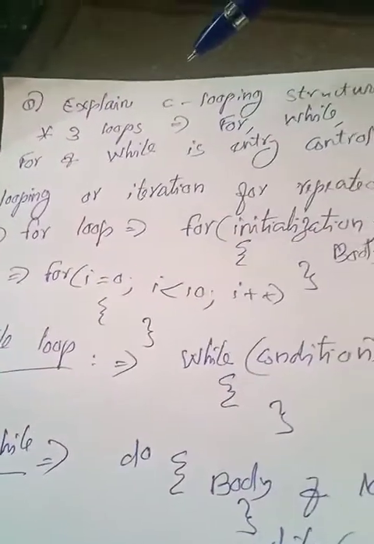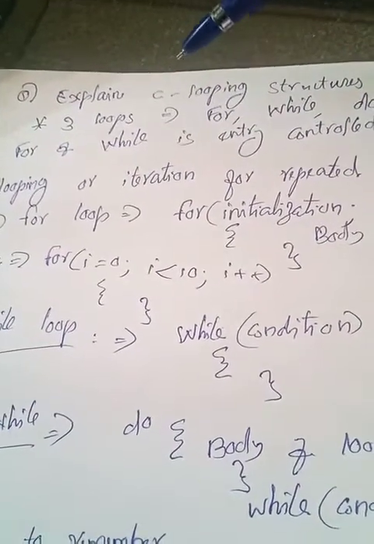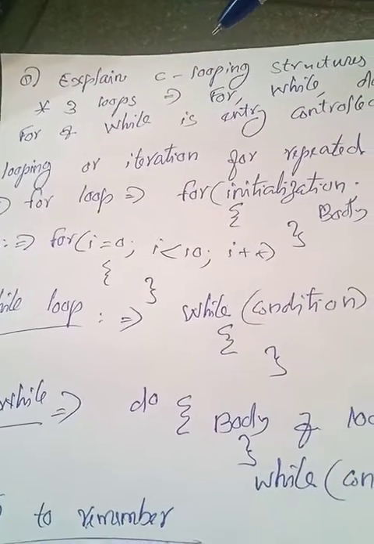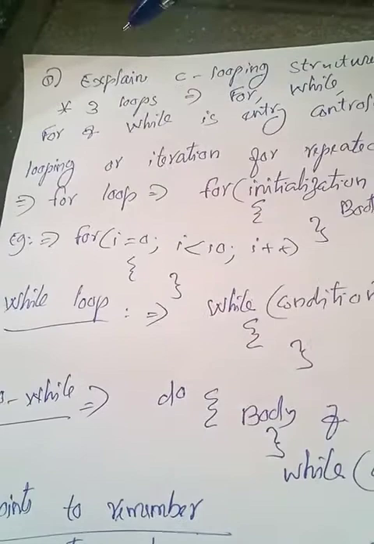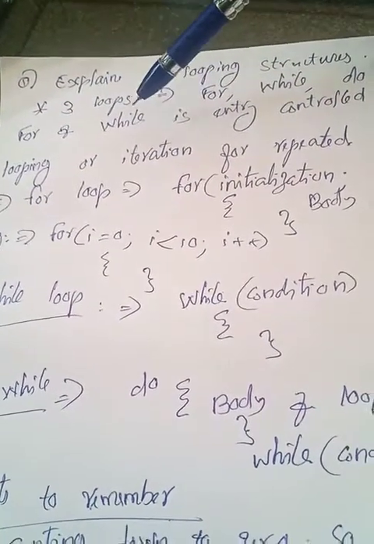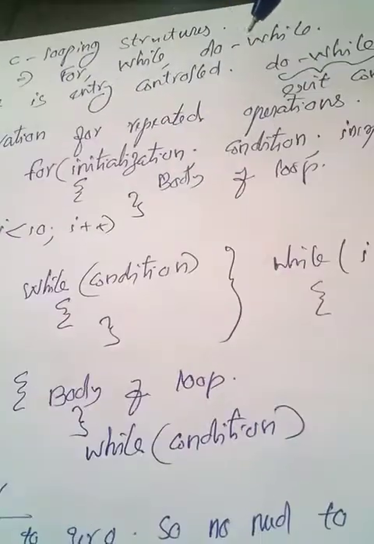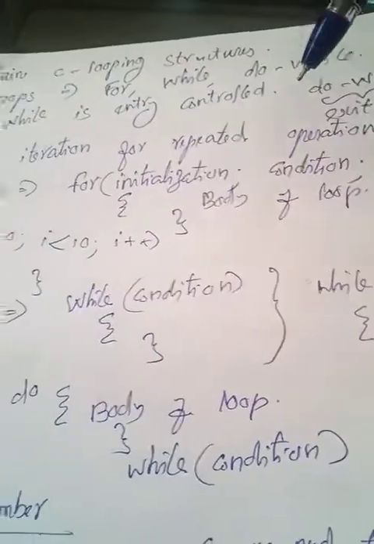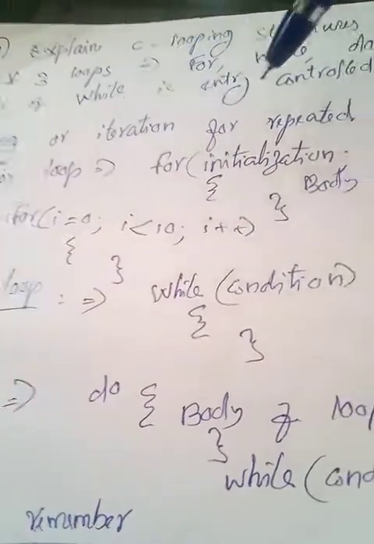Then next is explain C looping structures. What are the loops in C programming? You can see loops can be 3 different types of loops. It can be for loop, while loop, do while. 3 loops in C programming: for loop, while loop, and do while loop. You can see for and while loop is entry controlled.